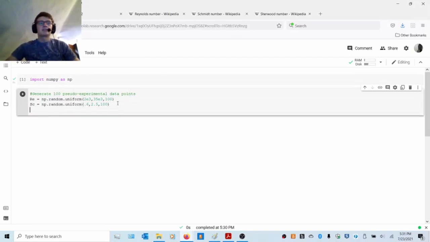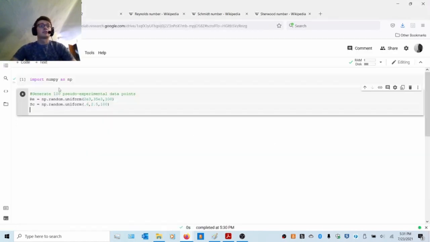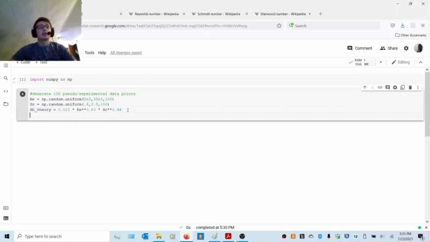So now we need to calculate some theoretical Sherwood value, and we're going to calculate it just from the given function, because this is basically just the way nature would behave. That's what this formula shows. It was derived by people, but with lots and lots of experimentation. So we're just going to say that's the objective way. But this is the theoretical Sherwood value. This isn't what we actually got in our experiment.